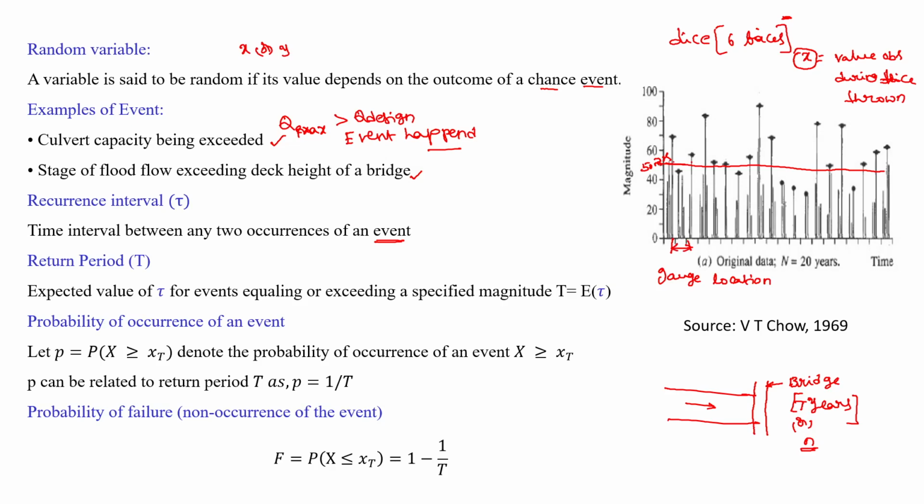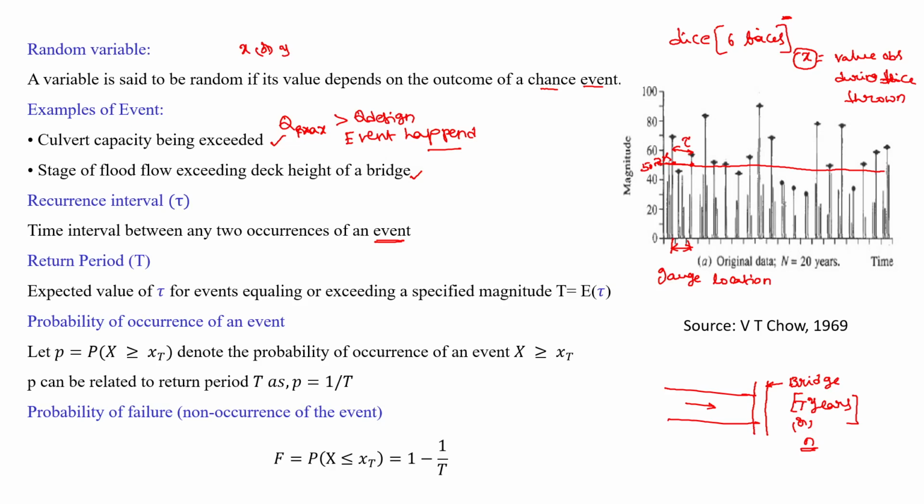time interval between the events that have a stream flow greater than the design capacity. Let's say here this particular value exceeded the design value and this particular value exceeded the design value. Let's say the time between these two may be tau. The particular tau is nothing but a recurrence interval. So recurrence interval is nothing but a time interval between any two occurrences of an event. When we say occurrences, it means observing the stream flow greater than our design or danger level.